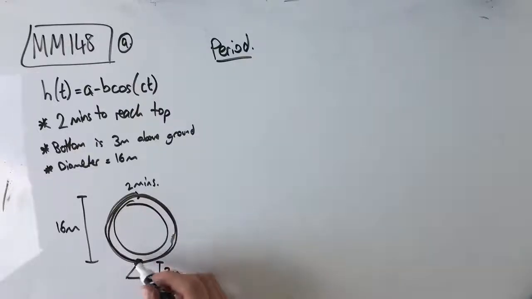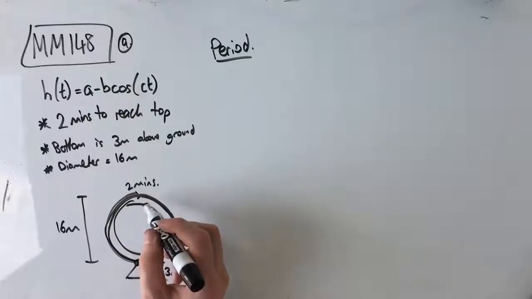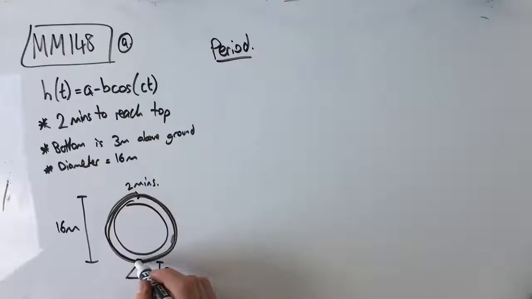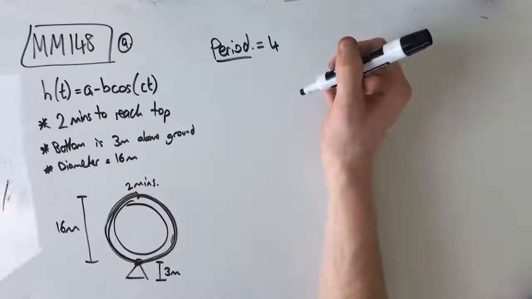which is one period. If it takes them 2 minutes to get to the top, we know that the wheel doesn't stop during a regular ride because it tells us that. So 2 minutes to the top and 2 minutes around, it just keeps going at the same speed, which means that the period is equal to 4 minutes.